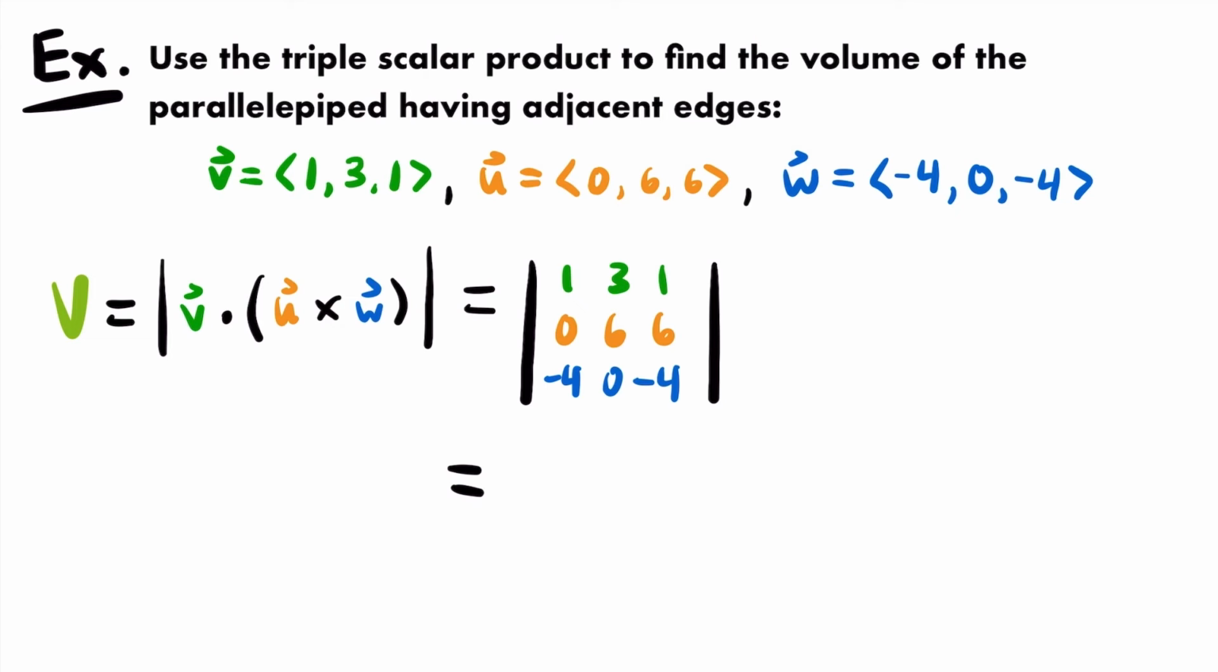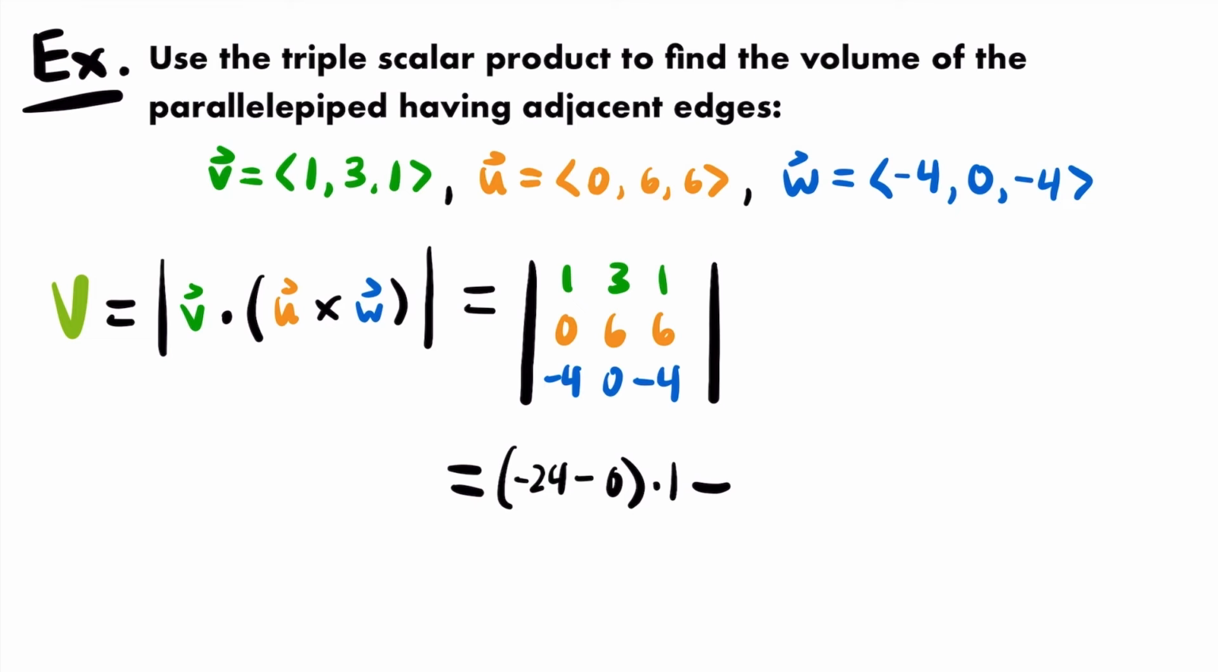This is going to be equal to the determinant of this 3 by 3 matrix. We'll start by looking at the first value in the first row, which is 1. We're going to cross out the row and the column that 1 is in, and then use the remaining 4 values to calculate a 2 by 2 determinant that will then be multiplied by 1. All right, so we'll have 6 times -4 minus 6 times 0. Now 6 times -4 is -24. So we have -24 minus 6 times 0, which is 0. And that is multiplied by 1.